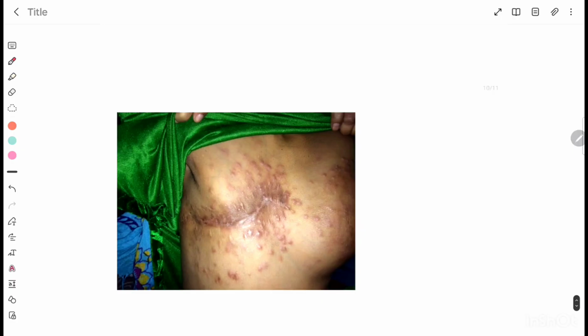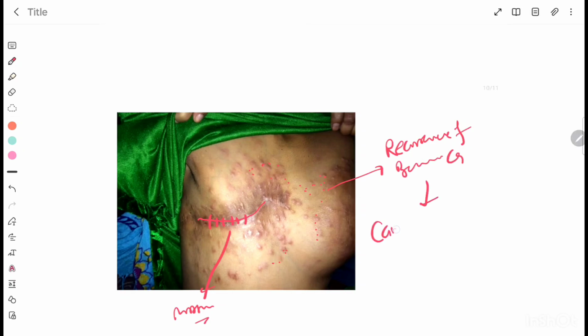And after this, you can see there is a previous scar of mastectomy, and there is involvement of the skin by the tumor cells. So there is involvement of the skin after the surgery by the tumor cells, meaning there is a recurrence of breast cancer, which is known as cancer en cuirasse. So this is the picture of a cancer en cuirasse case.